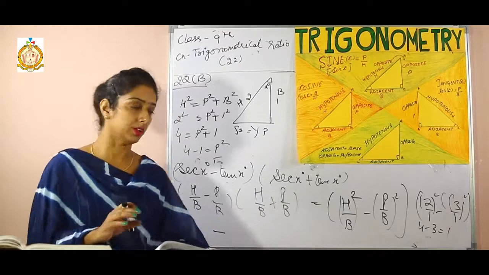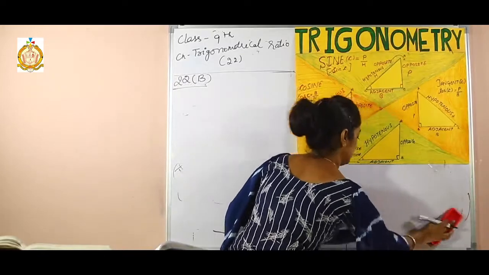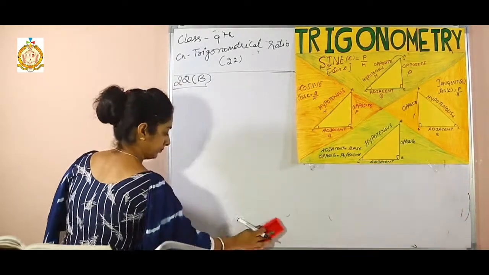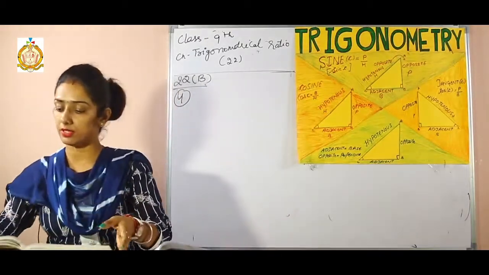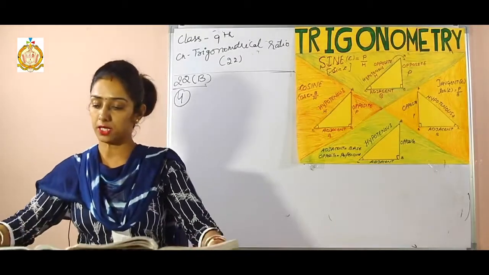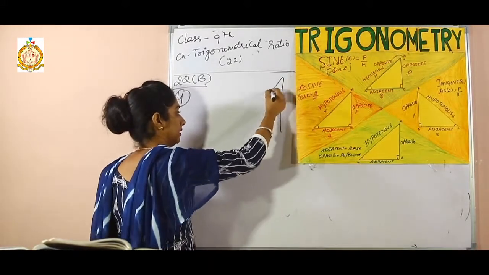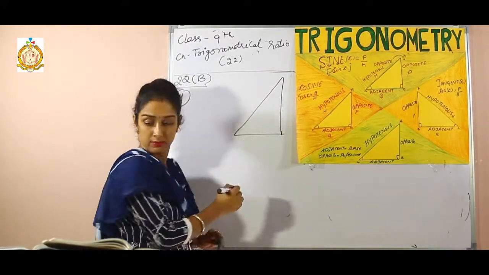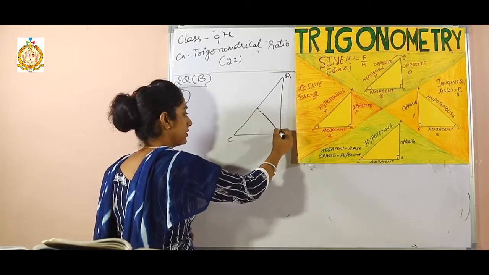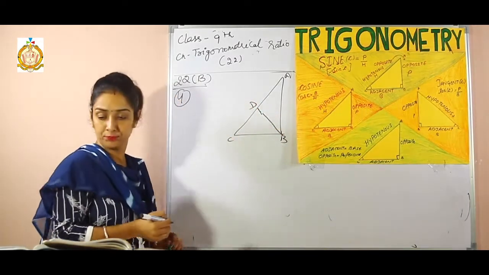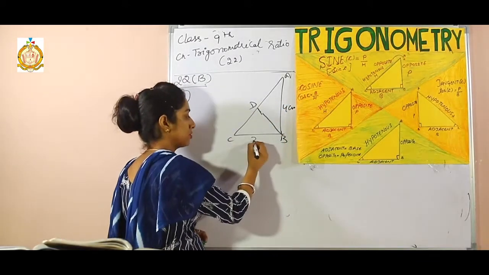Now come on a fourth question. Now in the fourth question, in a given figure, triangle ABC is a right angle triangle at B. This is given. That is A, B, C, and this point is D. We have a 4 centimeter this side. We have a 3 centimeter of this side.